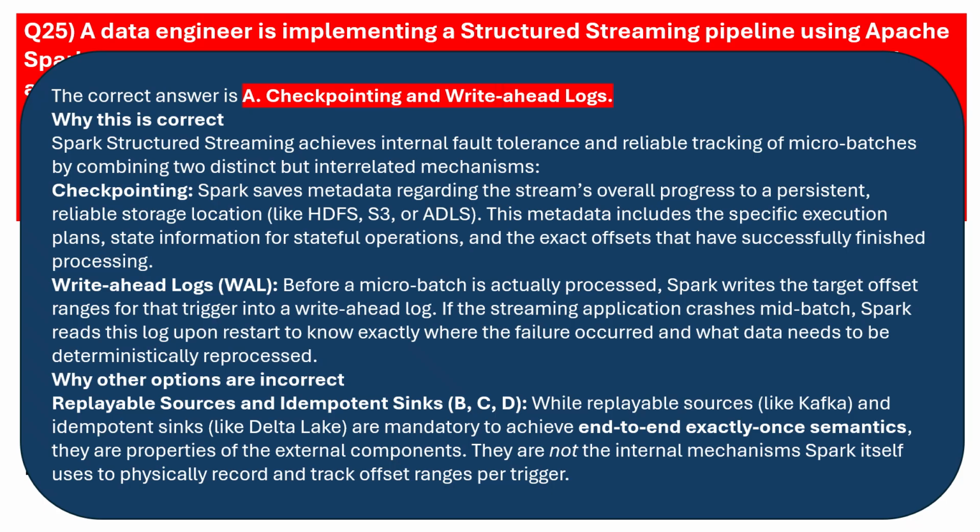Why other options are incorrect? Replayable sources and idempotent sinks, B, C, D. While replayable sources like Kafka and idempotent sinks like Delta Lake are mandatory to achieve end-to-end exactly-once semantics, they are properties of the external components. They are not the internal mechanism Spark itself uses to physically record and track offset ranges per trigger.